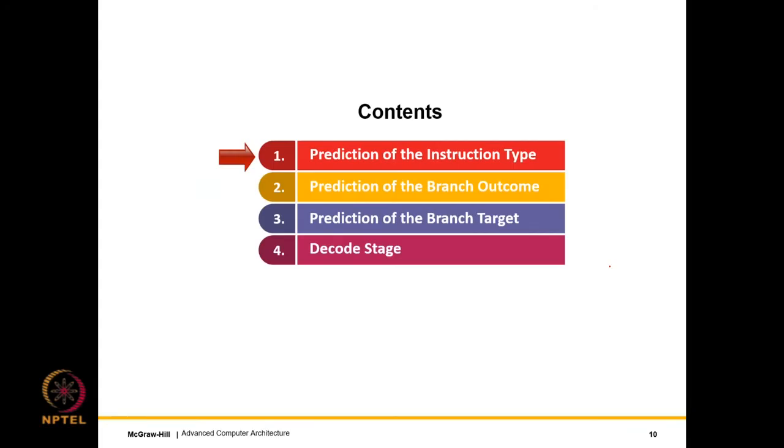So now let us come to the contents of this chapter. We will first predict the instruction type. What kind of an instruction is it? Is it a branch, a non-branch? If it's a branch, what kind of branch? Then we will predict the branch outcome. Then we'll predict the branch target. And finally, we will discuss some decode time optimizations.